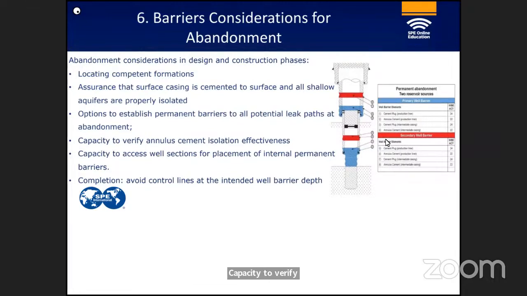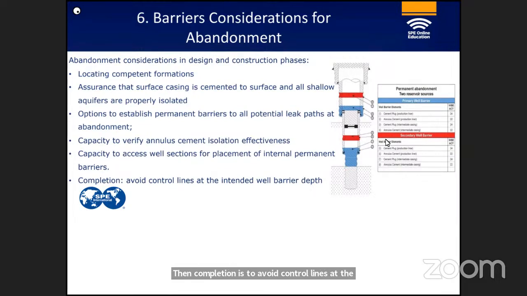Many times we have to put cement behind the pipe, behind the casing, where there had been poor cementation at the earlier stage. But the challenge still remains: how do we verify the cement behind the pipe? There should be capacity to access well sections for placement of internal permanent cement plugs. Then the completion is to avoid control lines at the intended well barrier depth.